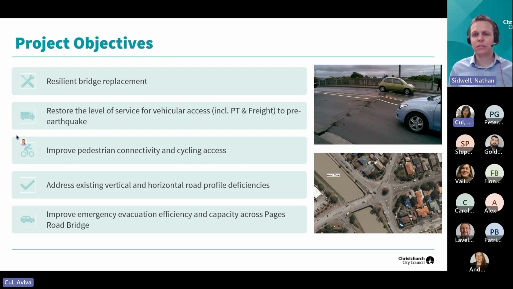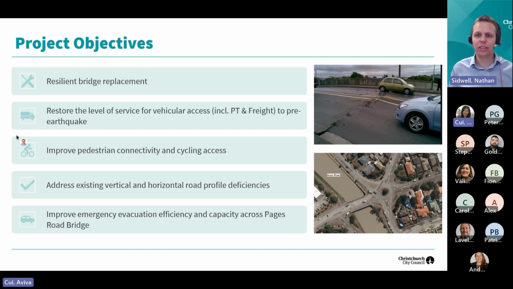We also want to improve the pedestrian connectivity and the cycling access. So that roundabout is in the image in the bottom right-hand corner. There's a lot of issues with that roundabout, and for people that have gone through it as a pedestrian or cyclist, you would have experienced that.